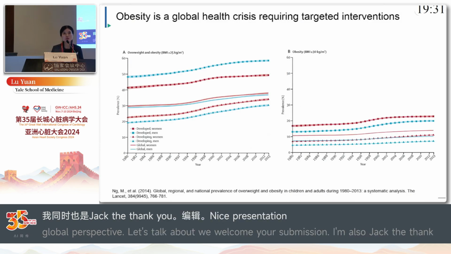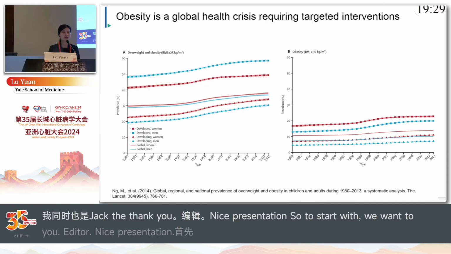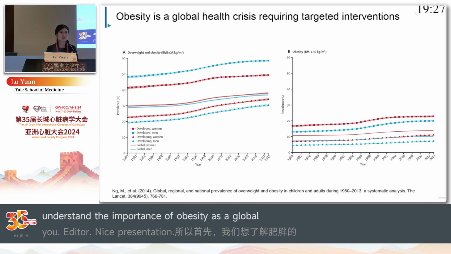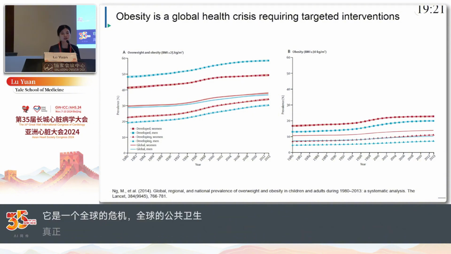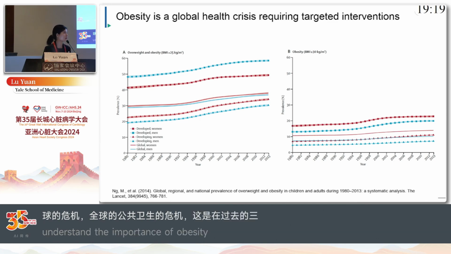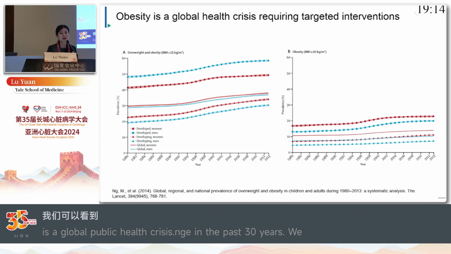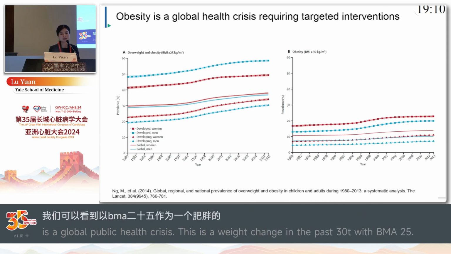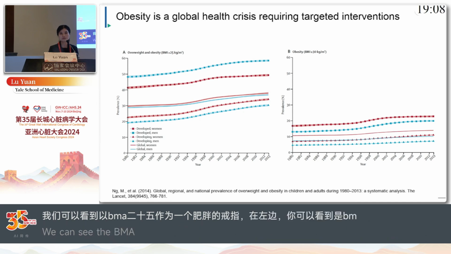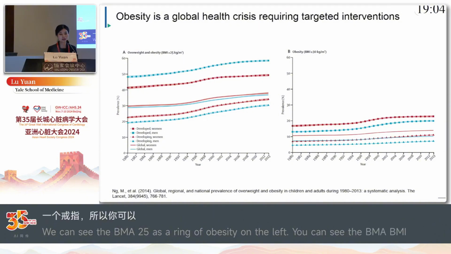So to start with, we want to understand the importance of obesity as a global health crisis. This is from the Global Burden of Disease Project, looking at the trends of overweight and obesity in the last 30 years. The panel on the left-hand side is showing BMI greater than 25 to define overweight and obesity, and the panel on the right-hand side is looking at BMI greater than 30 for obesity. We can see for both metrics, there has been an increasing trend over the last 30 years.